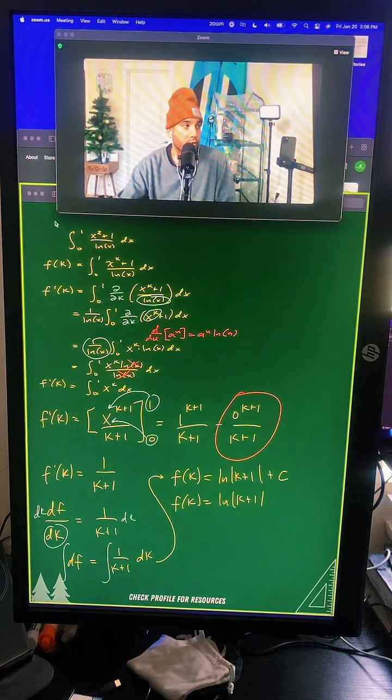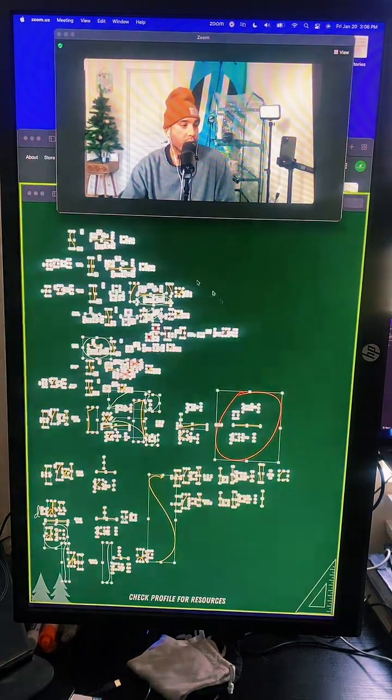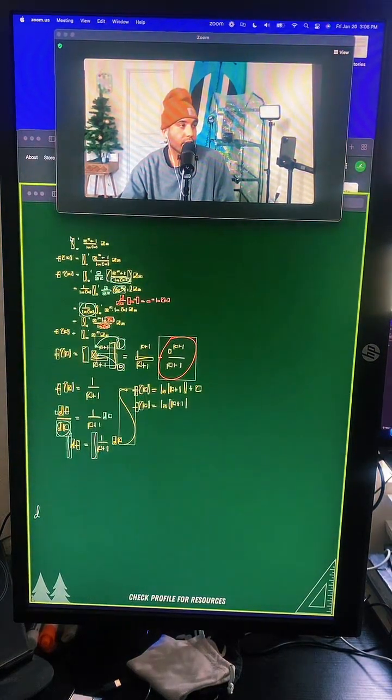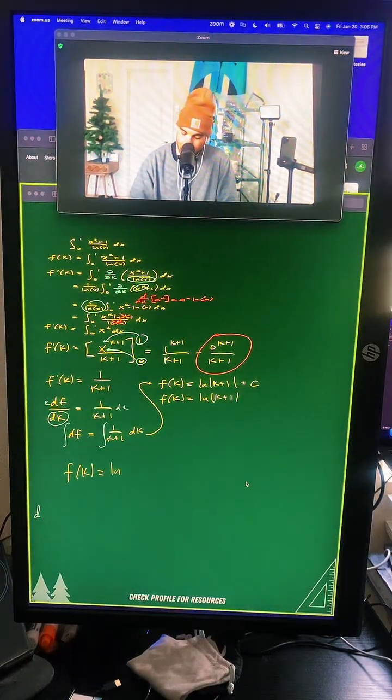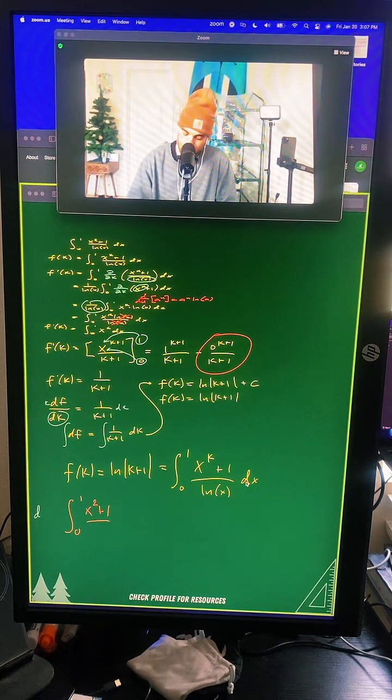Now let me make some space on the blackboard here. Keep in mind, this is f of k. Remember, we said f of k was equal to this natural log of k plus 1. But this was also equal to the integral that we created, 0 to 1 of x to the power of k plus 1 over natural log of x. And since in the very beginning I asked to find the integral from 0 to 1 of x squared plus 1 over natural log of x, the only difference from this integral and the one that we have was that the k value is 2.